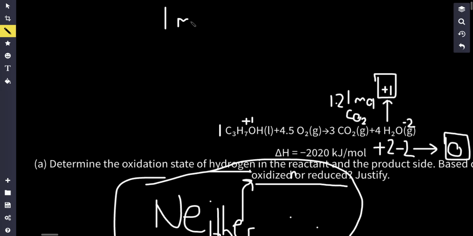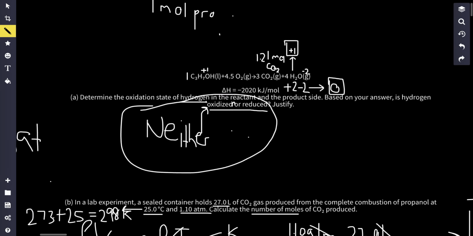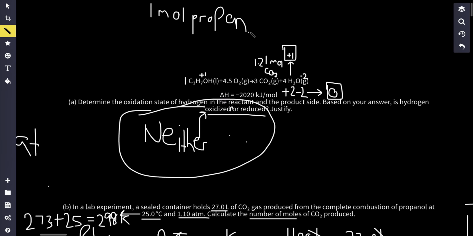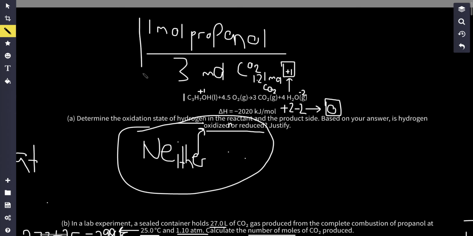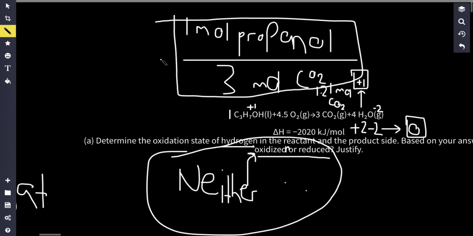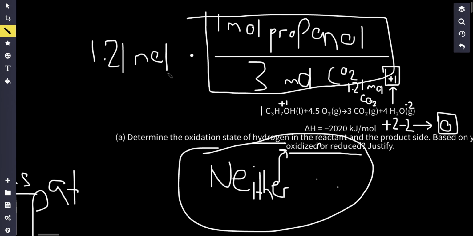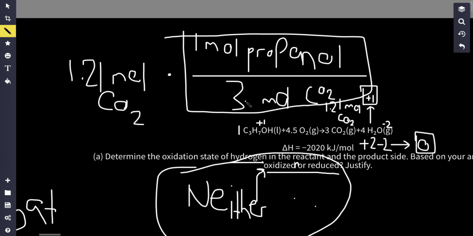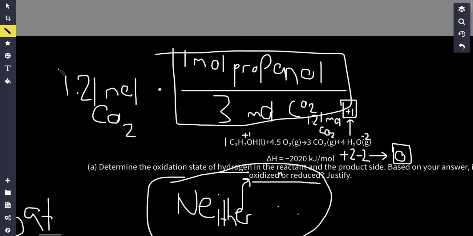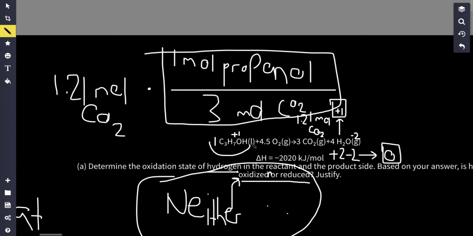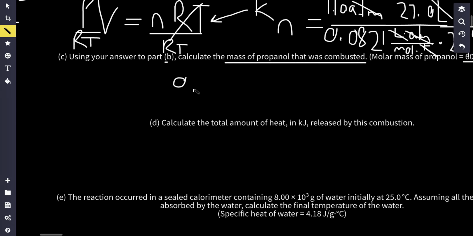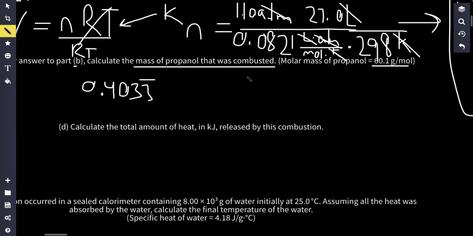So for every 1 mole of propanol you have, it's going to produce 3 moles of CO2. So in this case, if I have 1.21 moles of CO2, that means I'm going to need 1/3 the amount of propanol in order to produce that, right? So if I multiply 1.21 by 1/3, because I only need 1/3 the amount of propanol to produce 3 times the amount of CO2, I'm going to get 0.4333. It just keeps repeating. And then moles of propanol.